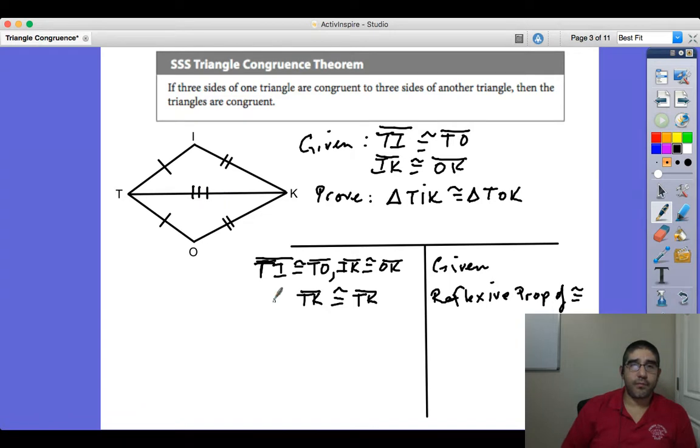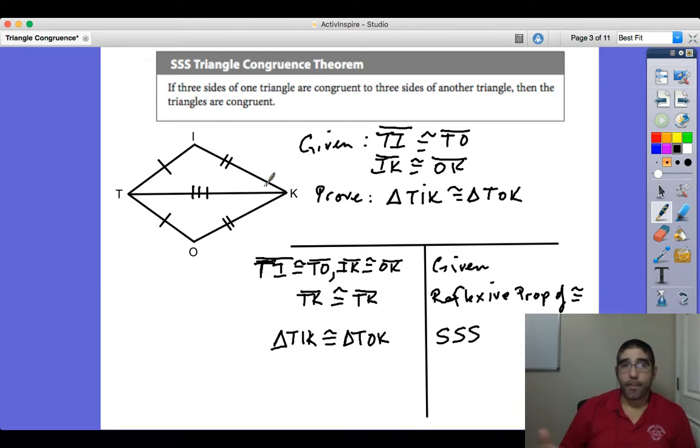We can mark that. Notice the one tick mark, those are congruent. Two tick marks, those are congruent. Three tick marks, it's congruent to itself. So now we have one side, two sides, three sides. We can go straight up: triangle TIK is congruent to triangle TOK because of side, side, side. And that's all you really need to write: side, side, side. Okay? So that's what it looks like in a proof. Usually you're given some stuff. You have to identify either the third side or the third part of the triangle in order to get the triangles to be congruent. Okay?